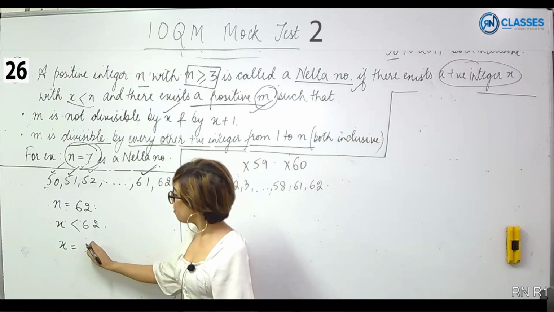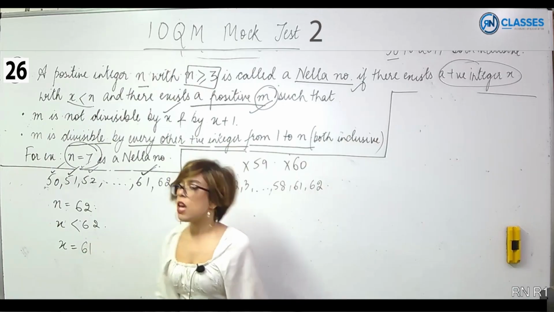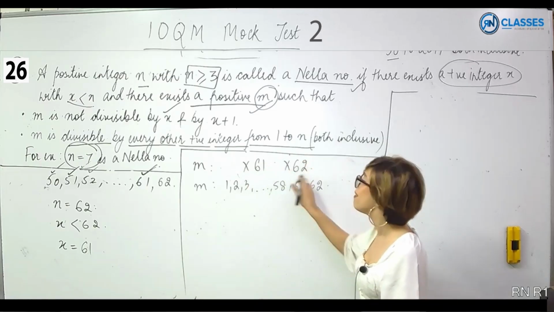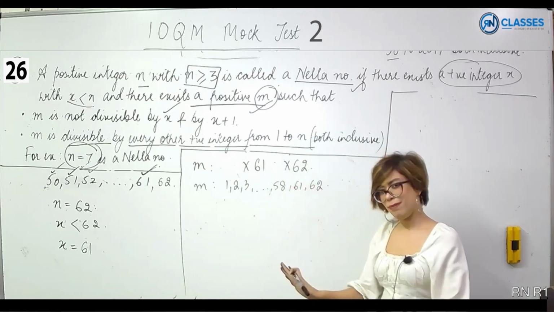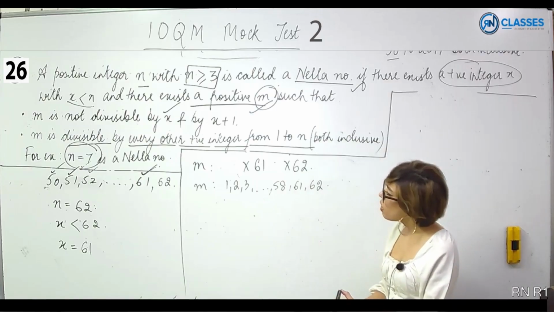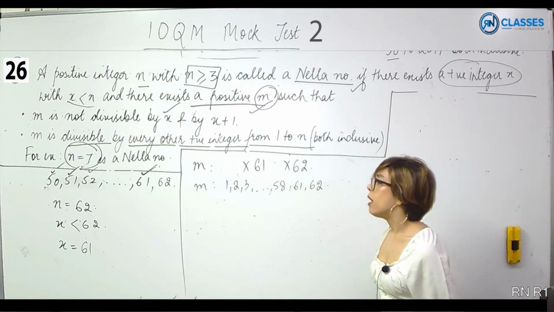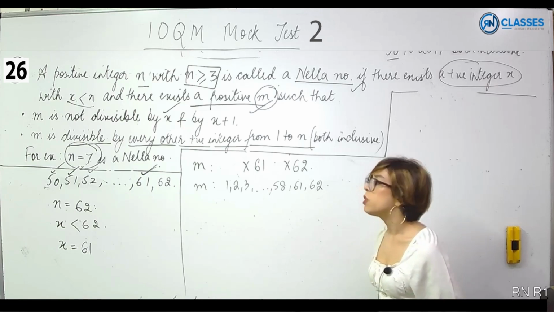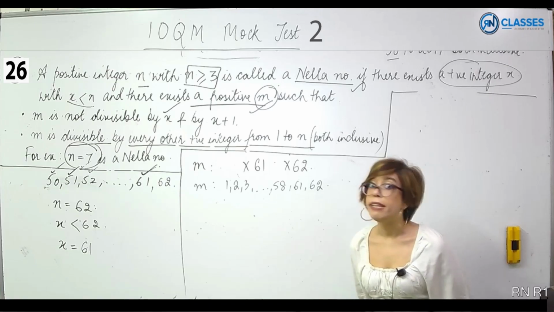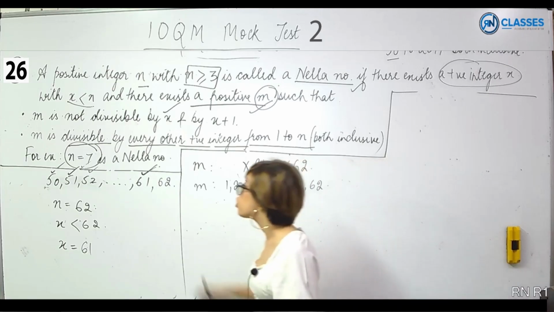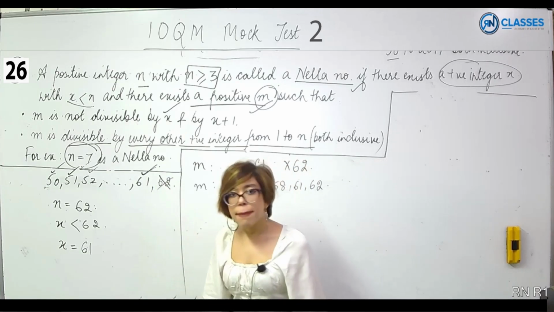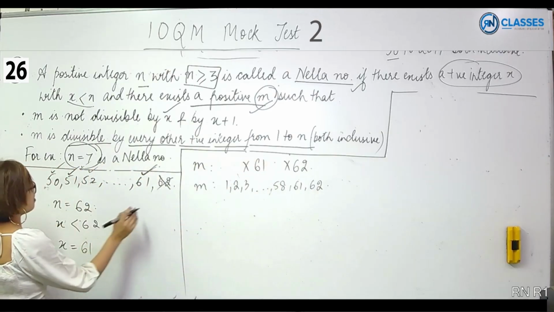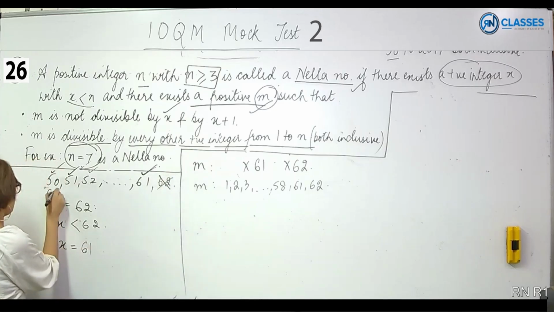Next prime number that I can use, that is 61. Now, 61, this is 60. Again, this is 2 into 31. Already it's there. Cool. That means I am unable to find x. That means n equal to 62 is not my Nena number. First number I have, this is not my Nena number. Let me check for 63 now. Let's see what happens.